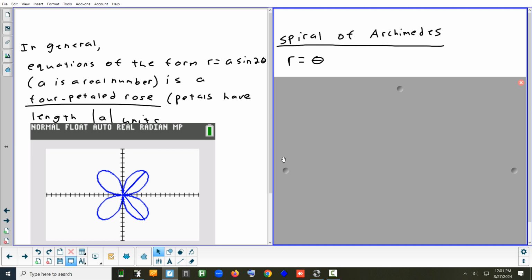But we can spend more time with the spiral tomorrow, but that's pretty much it. That's a spiral. There's no easy way to convert that to a function because it definitely fails the vertical line test. So you've got to really graph this in polar.